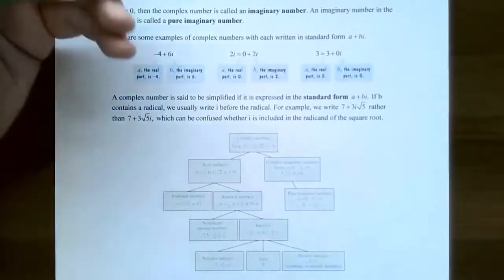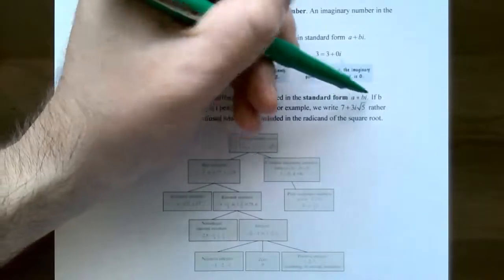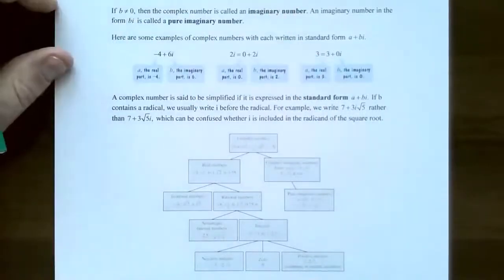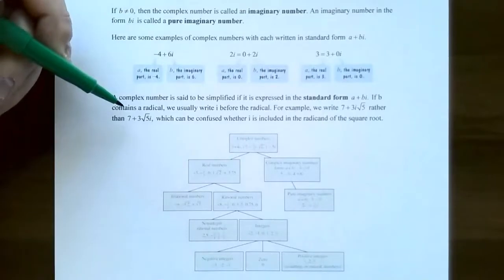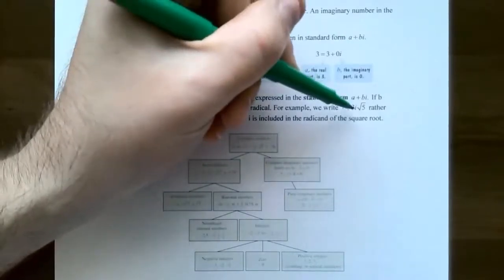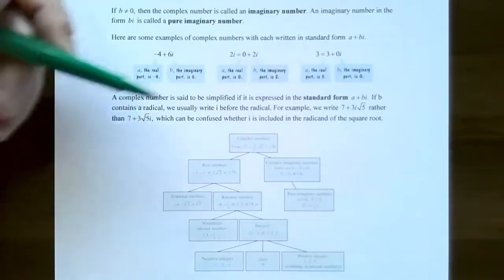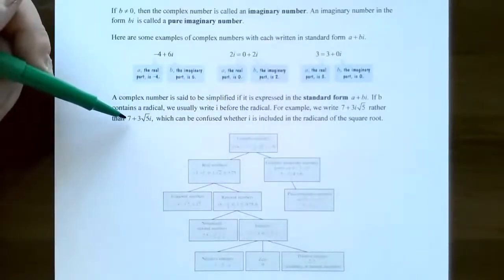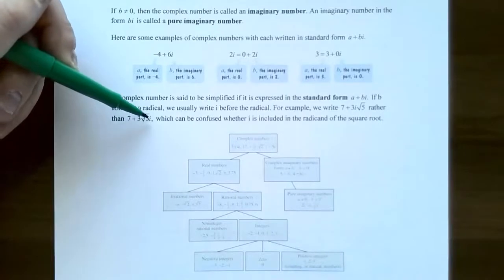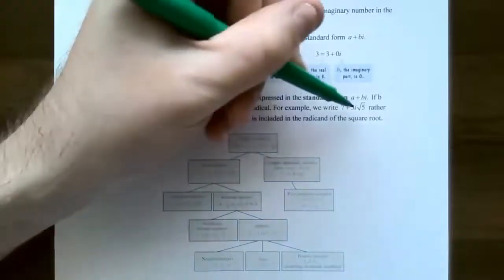So a complex number is said to be simplified if it can be expressed in this form, which is called standard form, a plus bi. So any complex number in this form is simplified. If b involves a radical, you usually write the i before the radical, like we've said before. So for example, 7 plus 3i times the square root of 5, you would write it that way rather than putting the i at the end. If you write it like this, it's not wrong, it's just not very conventional. 7 plus 3 square root of 5i, it's very confusing whether this i is intended to be underneath the radical or not. So that's why you put the i in front of the radical.